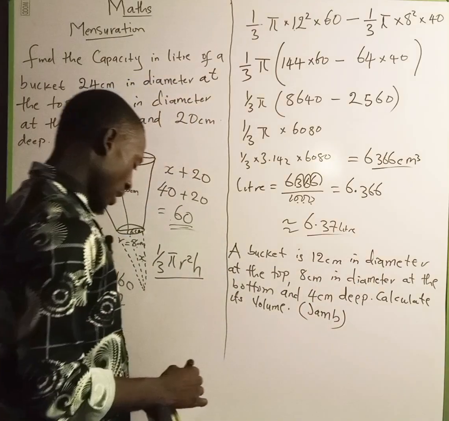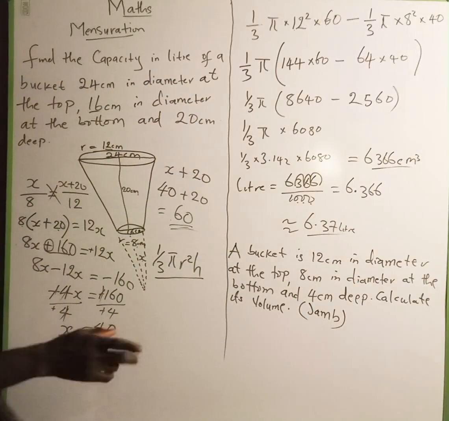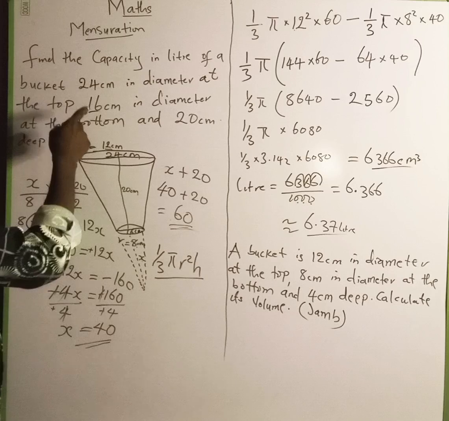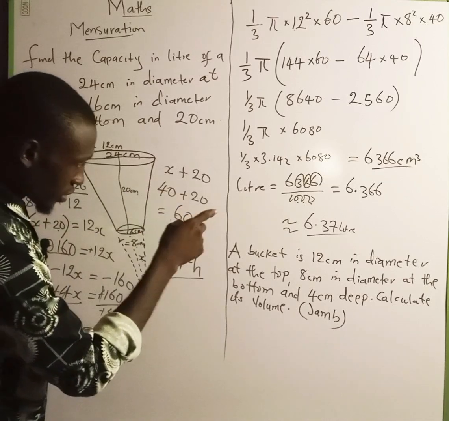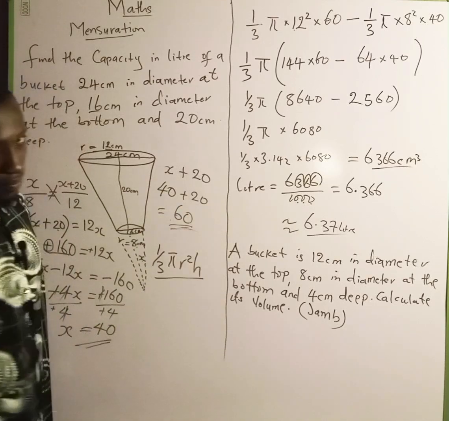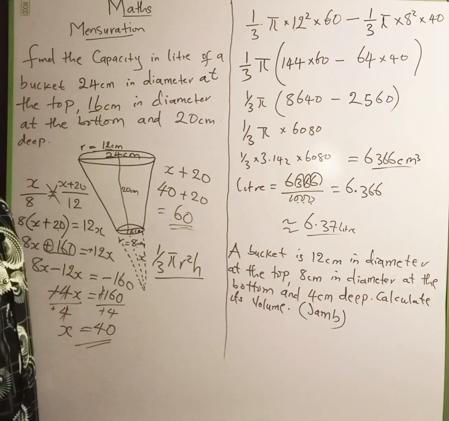So we can now say that the volume of water in this particular bucket is 6.37 liters. So that's the volume of water in that bucket.